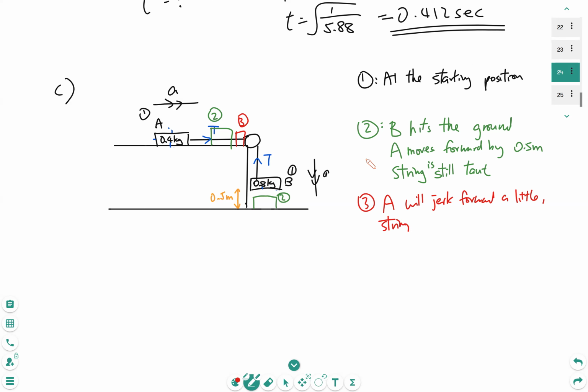The string is loose, so there's no tension. What I'm trying to draw is a loose string, and there's no tension in there. Okay. Now let me explain what happened.